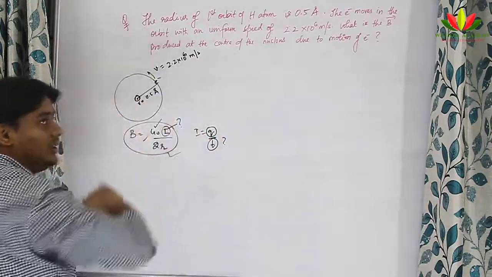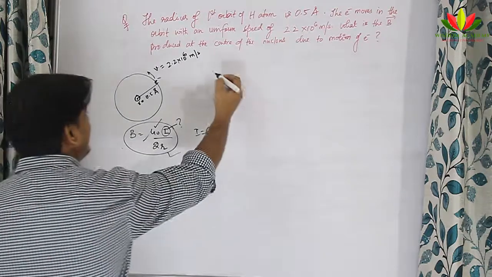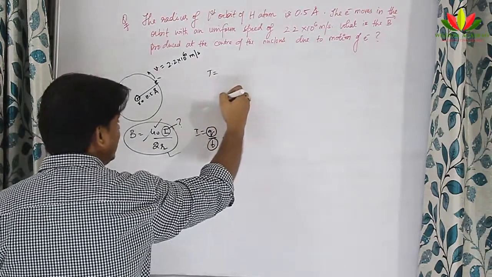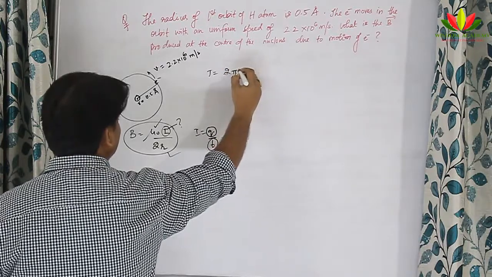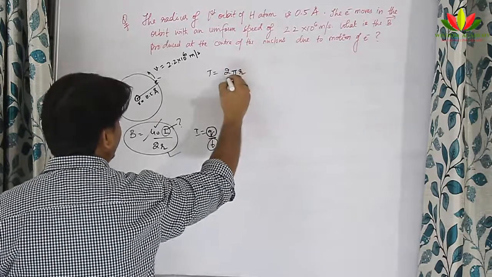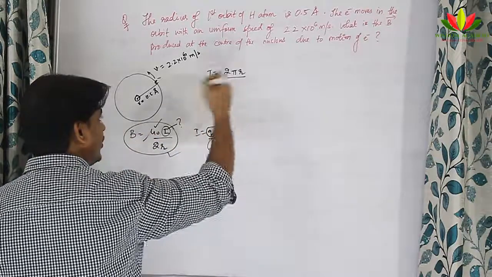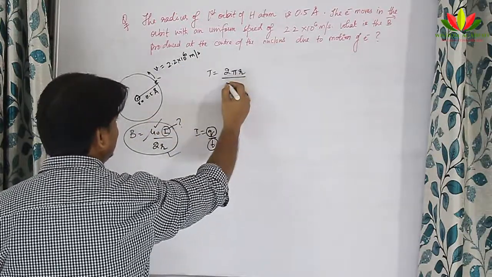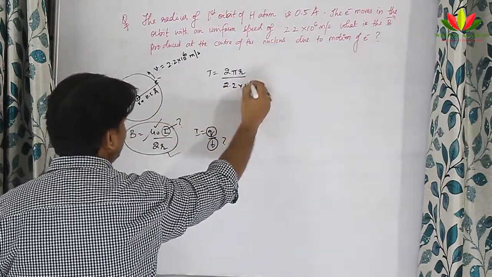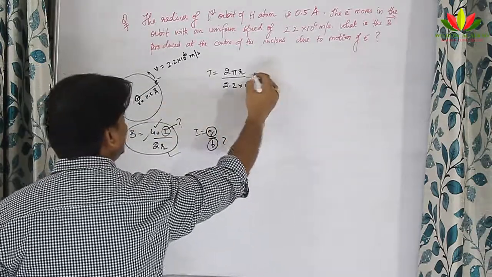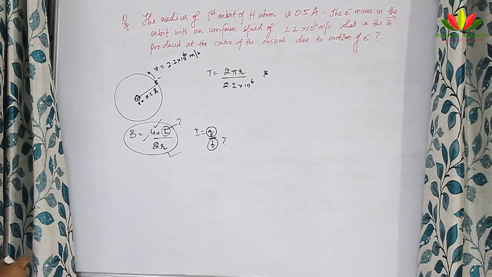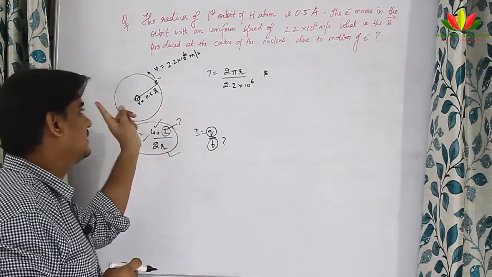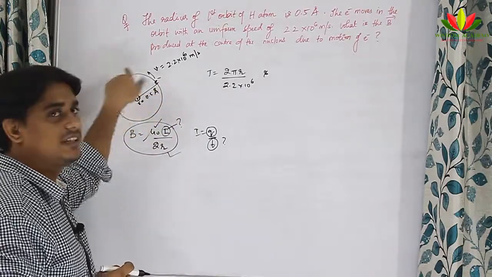To find the time, we know that time is equal to displacement by velocity. What is the displacement? It will be 2 pi r. So it will be 2 into pi into r by velocity. What is the velocity? Velocity is this, that is 2.2 × 10 to the power 6. So this will give me the time period, this many seconds will be the time period of this electron which is taking this turn.